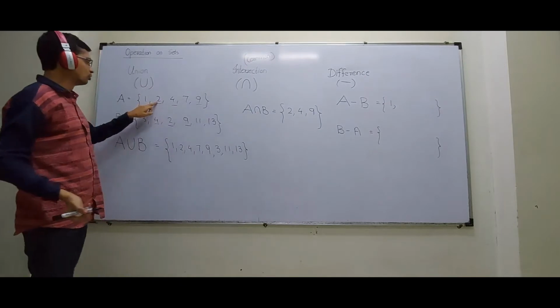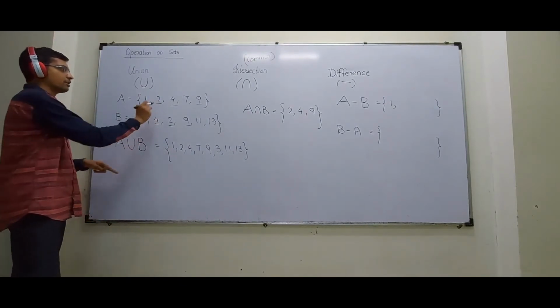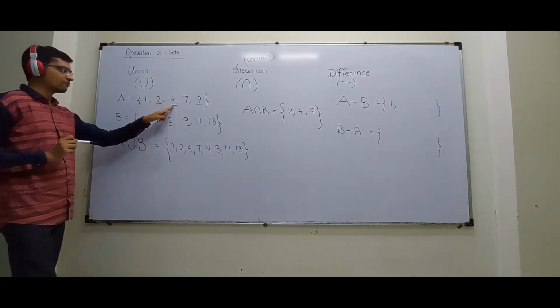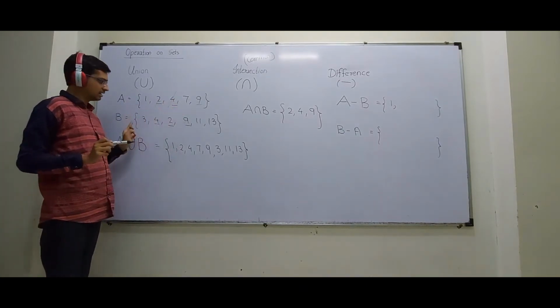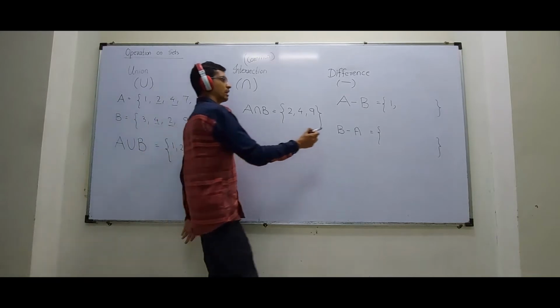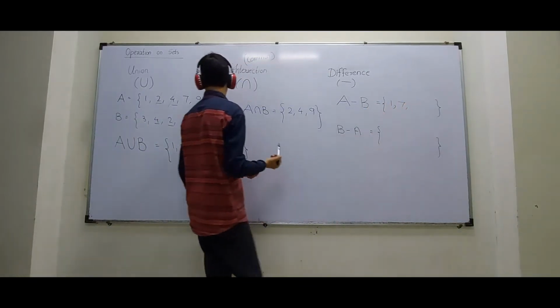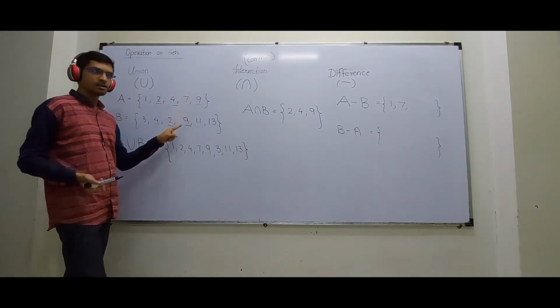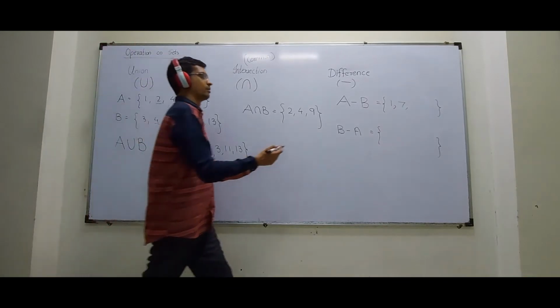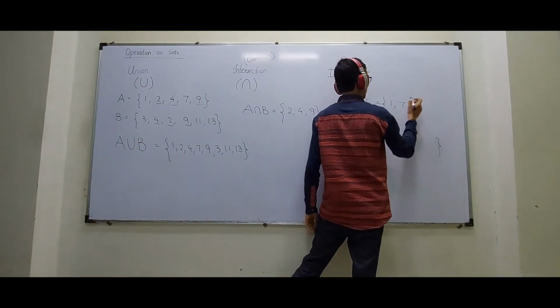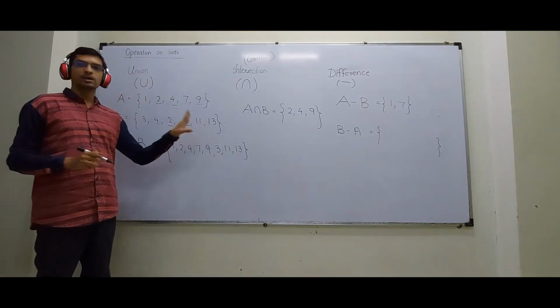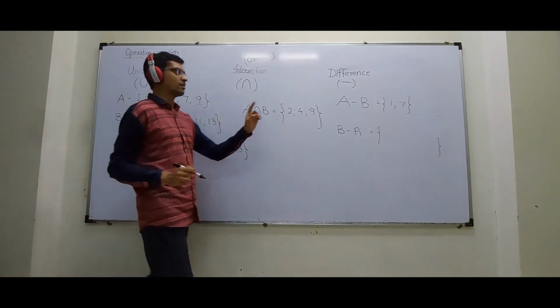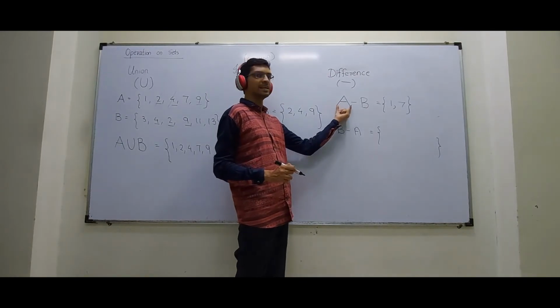Then 2 of A is present in B, I will not copy. 4 of A is present in B, I will not copy. 7 is not present here, so I'll write 7. 9 is there, so I'll not write 9. So my A minus B will be 1, 7. I am least bothered about the remaining elements of B. I have to focus on the first set.